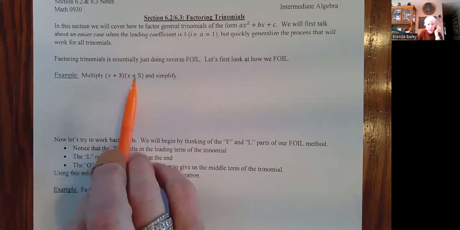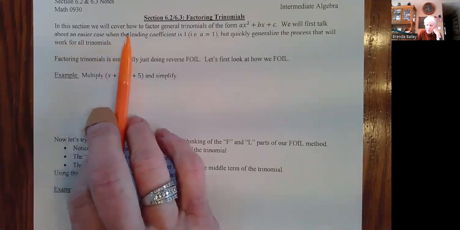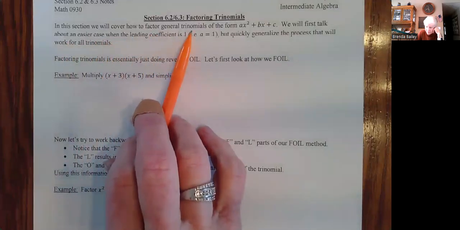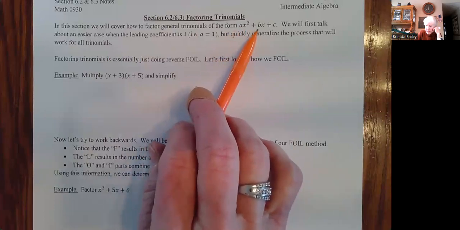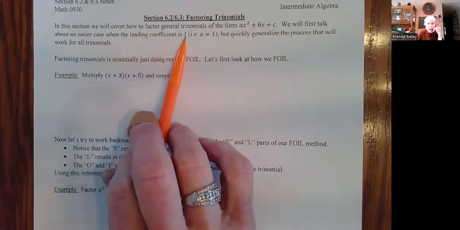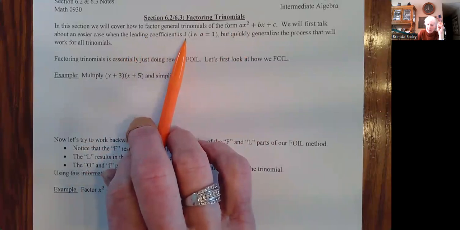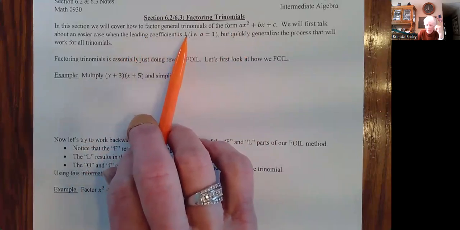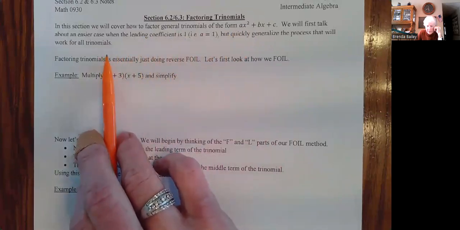All right. Well, let's go ahead and let's look up here and see if there's any information. In this section, we will cover how to factor general trinomials of the form ax squared plus bx plus c. We will first talk about an easier case when the leading coefficient is a 1. So in all of our x squareds, a squareds, whatever variable we're using, it won't be 2x squared, it'll just be x squared. But quickly generalize the process that will work for all trinomials.